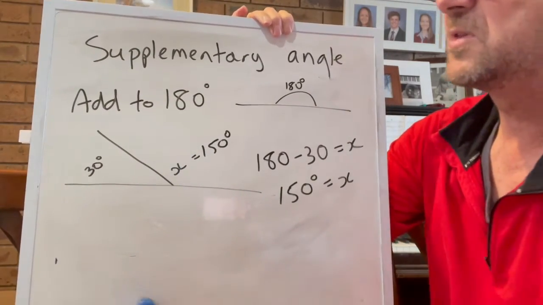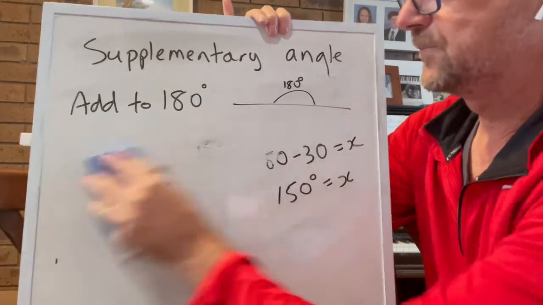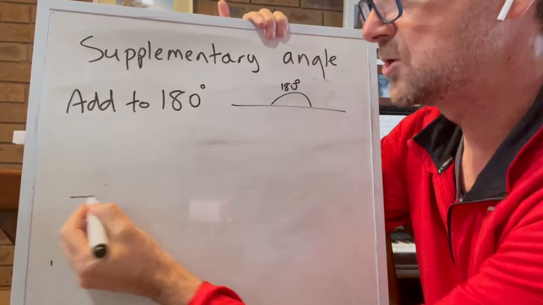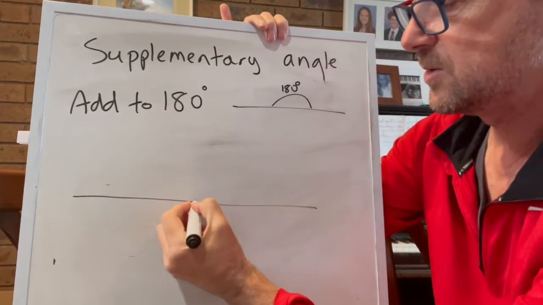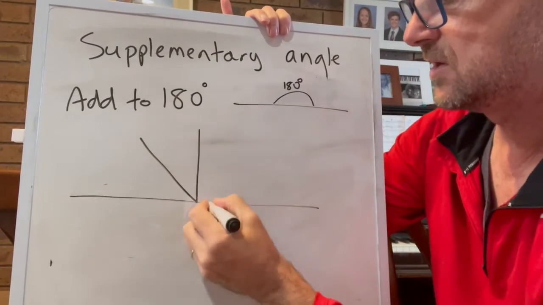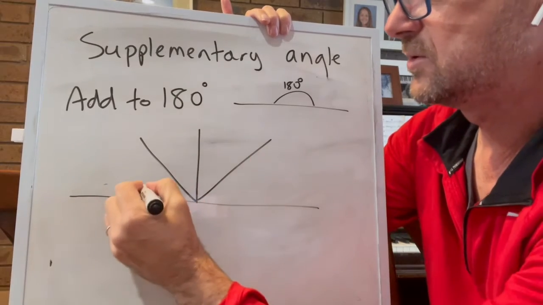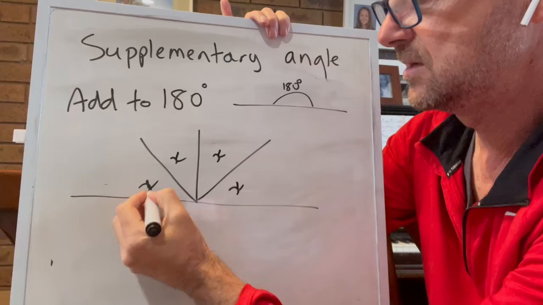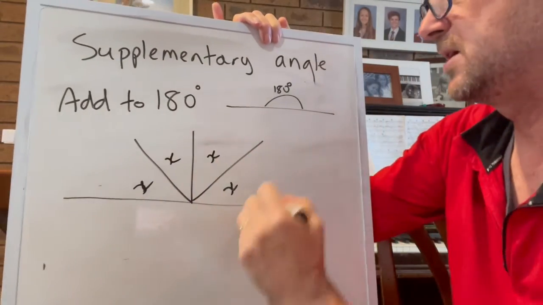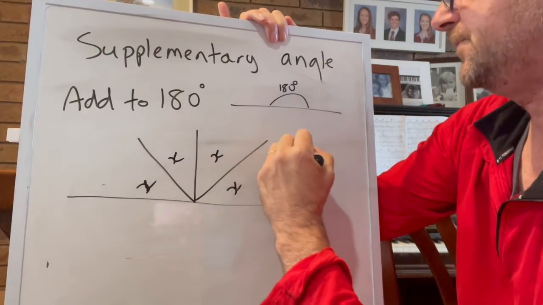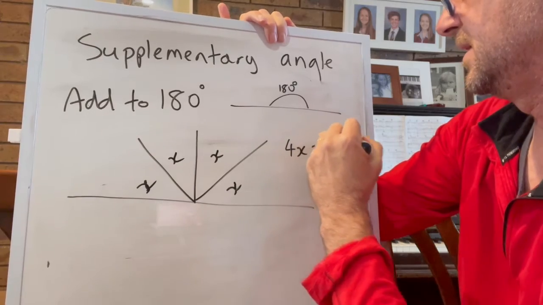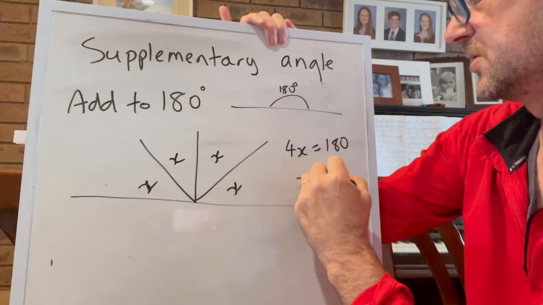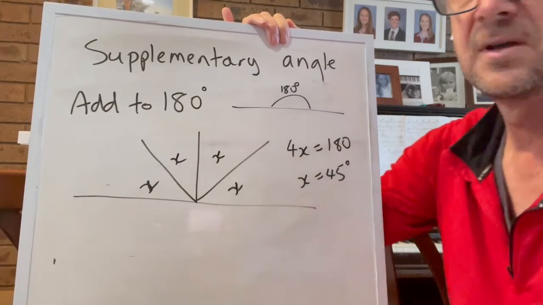We then end up with similar questions as we did with the complementary ones, where often we're given multiple pieces of information. So you might be given a scenario like this, and you're told that all of these are equal to x, okay? And so from that, you know that 4x is going to equal 180. Okay, divide both sides by 4, so you're going to know that x is equal to 45 degrees.